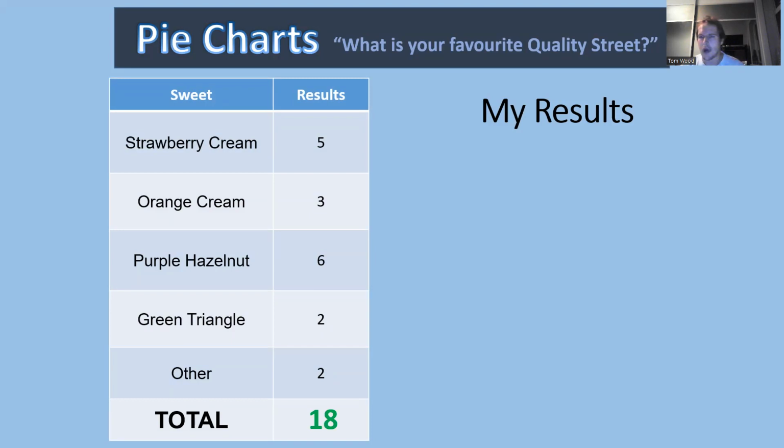So in total, I've got 18 people there that have submitted their answers, which we can tell is made up because it claims that 6 people like purple hazelnut, and it's obviously apparent that no one likes purple hazelnut. They are the devil. If you do like purple hazelnut, I'm not actually sorry. I just stick to strawberry cream. They're amazing. Anyway, back to the point.